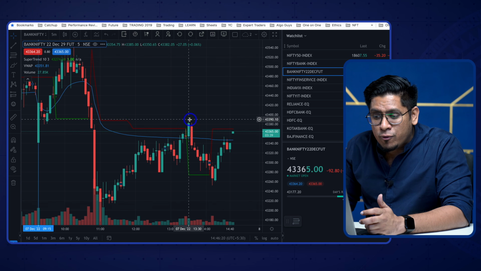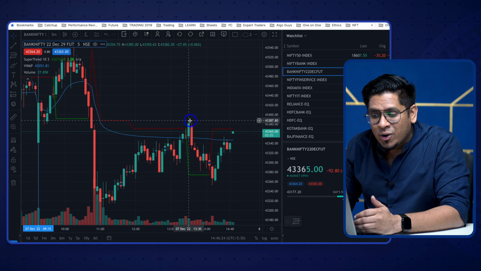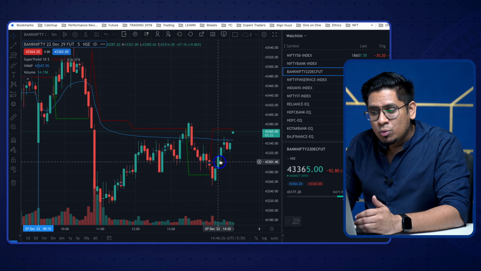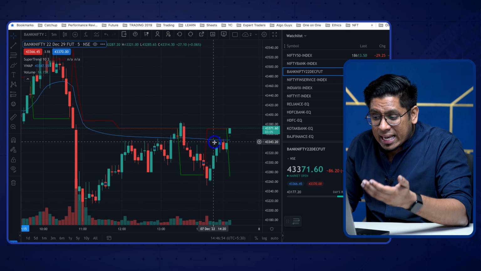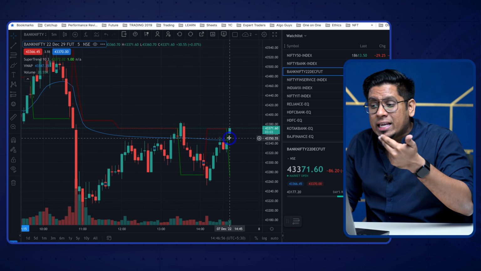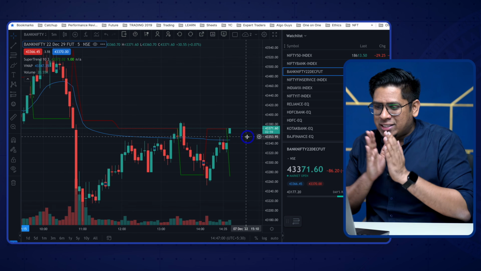There is a breakout from the VWAP happening here. But what happened? It turned out to be a false breakout. Then it came down again. Then it is trying to move up again, took resistance at VWAP, and then it came down. Now, after taking resistance again, Bank Nifty is trying to break out from VWAP and also break out from Supertrend once again. Let's see what's actually happening, right?